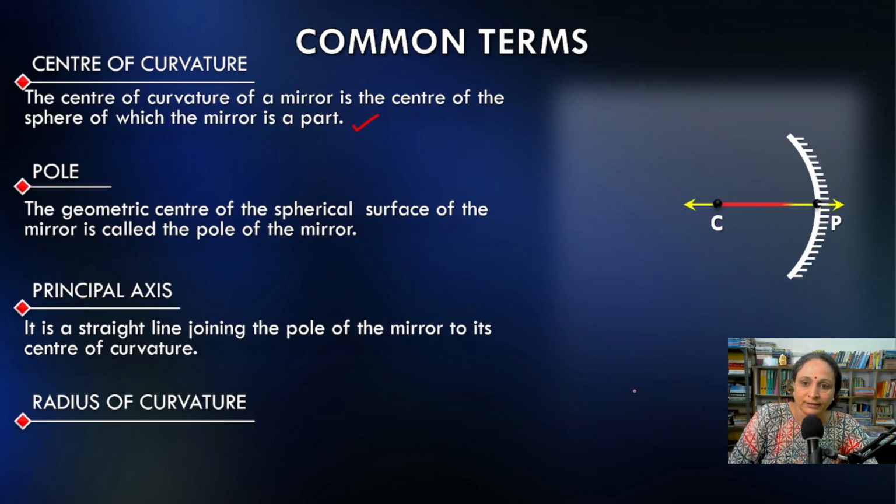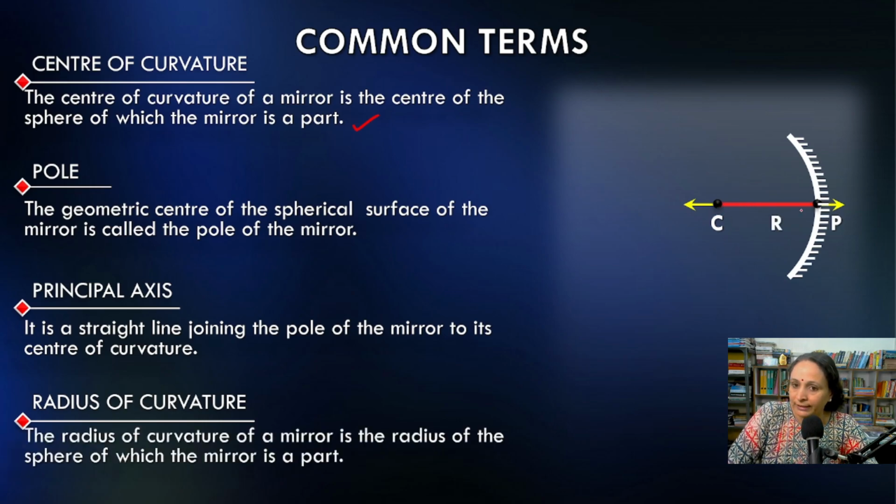Now, the radius of curvature. What is the radius of curvature? You can see here, it is the red line, right? It is the distance between the center of curvature and the pole. Or you can say that the radius of curvature is the radius of the sphere of which the mirror is a part, right? We have seen the sphere, right? So the radius of the sphere of which the mirror is made is called the radius of curvature of the mirror. While teaching spherical mirrors, we'll be talking about the center of curvature, pole, principal axis, and radius of curvature. And now you have understood. So let's move further.